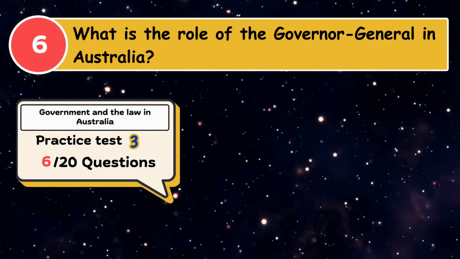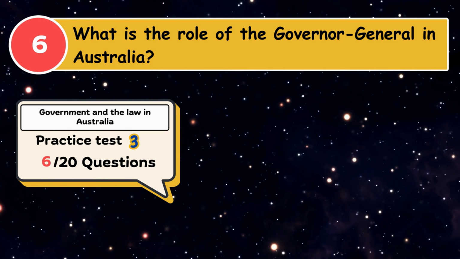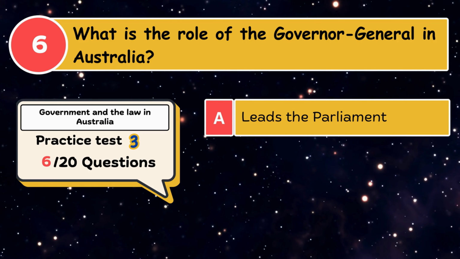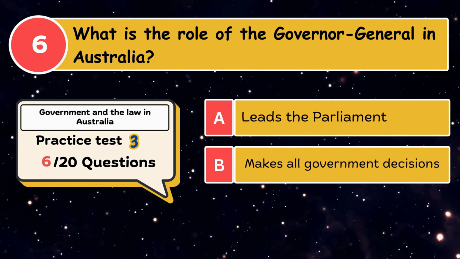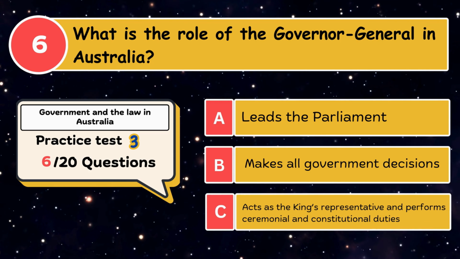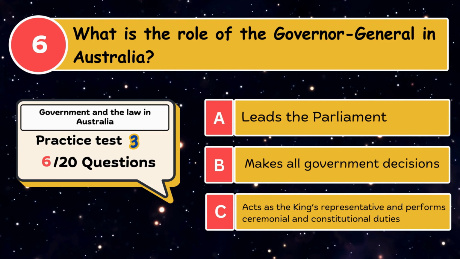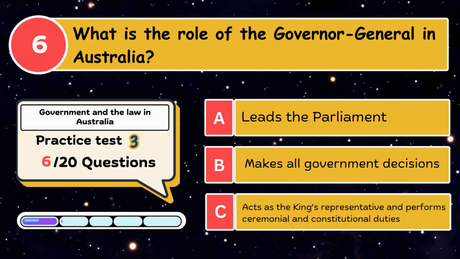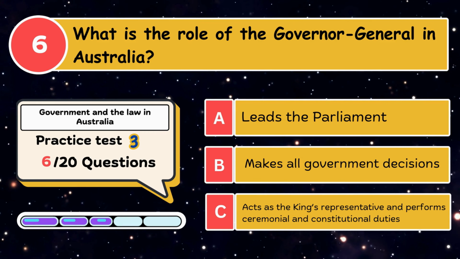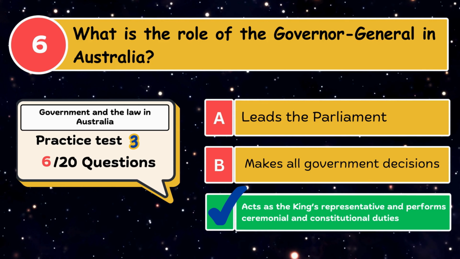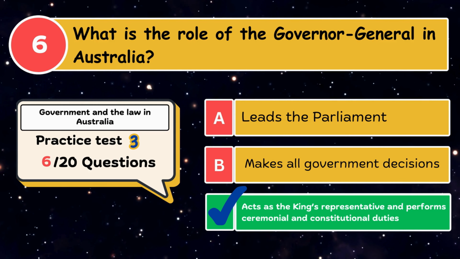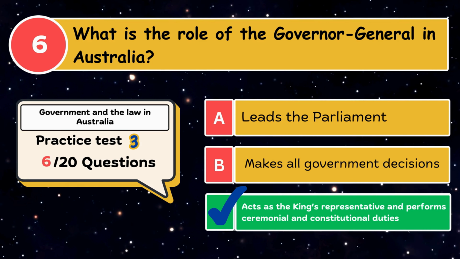What is the role of the Governor-General in Australia? A. Leads the Parliament. B. Makes all government decisions. C. Acts as the King's representative and performs ceremonial and constitutional duties. The correct answer is acts as the King's representative and performs ceremonial and constitutional duties.